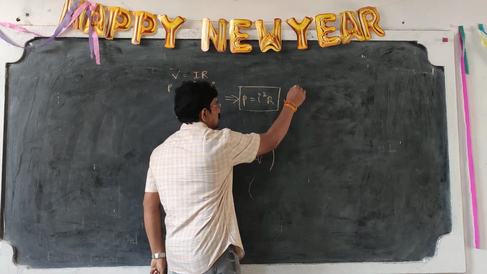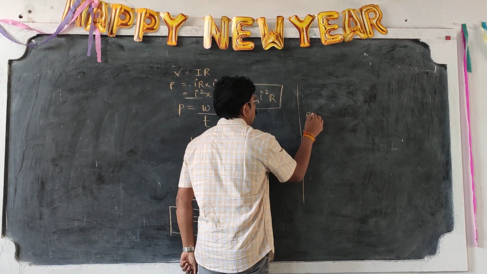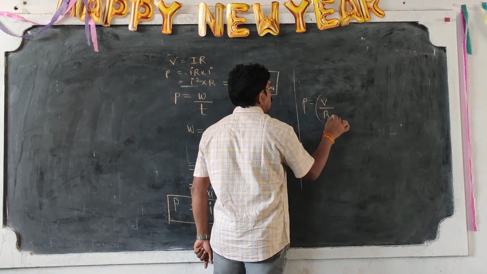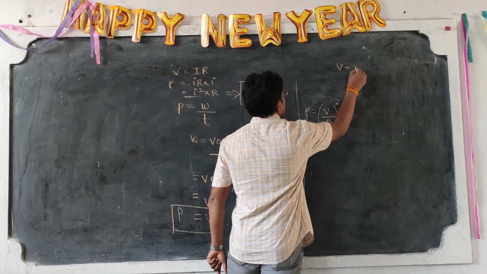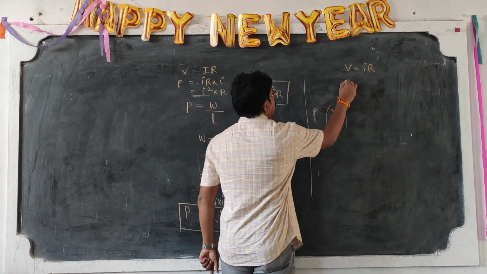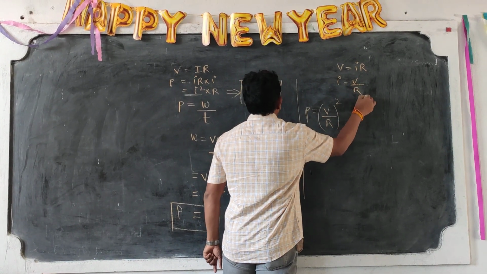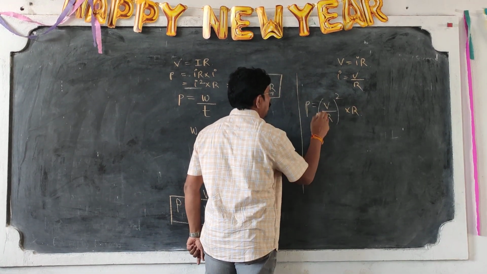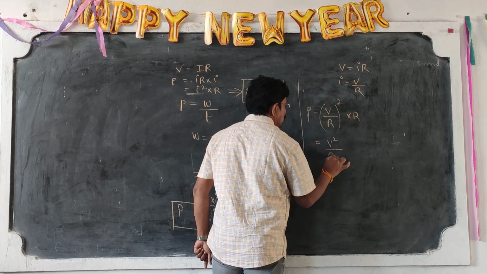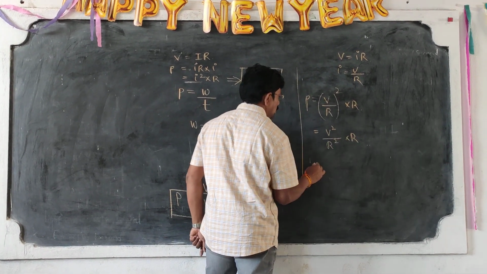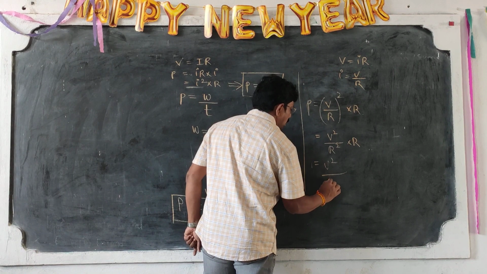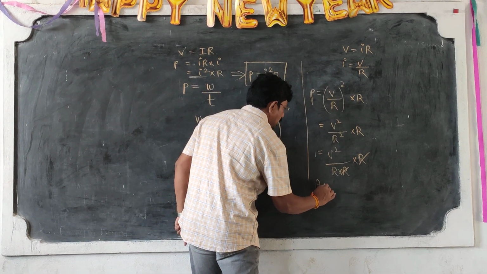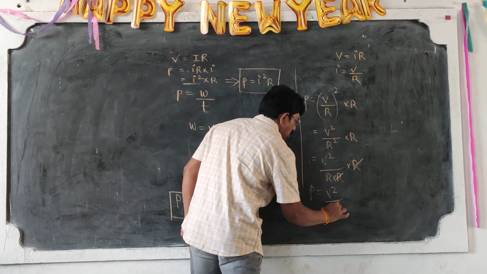Next, come to this point. The same power, P is equal to I square. How can you write it? V by R whole square, from Ohm's law only. V is equal to IR, we studied, so I is equal to V by R. In place of I square, I am writing V by R whole square into R. V into V is V square, R into R is R square into R. Now, V square R square can be written as R into R into R. R R gets cancelled. Now, power P is equal to V square by R.